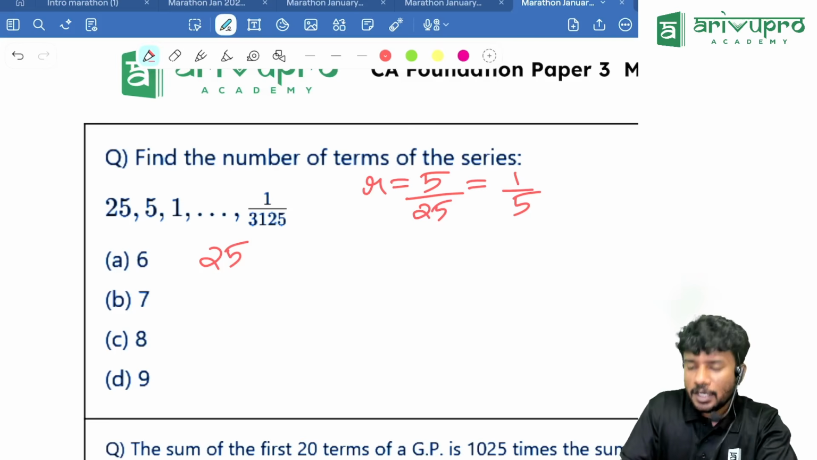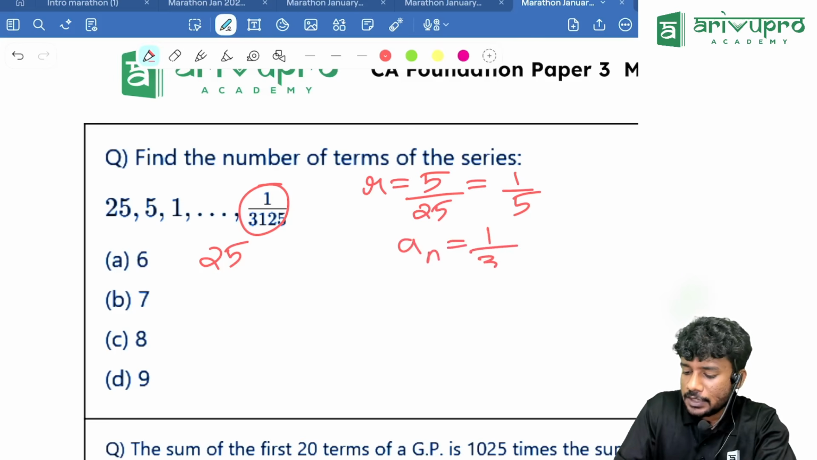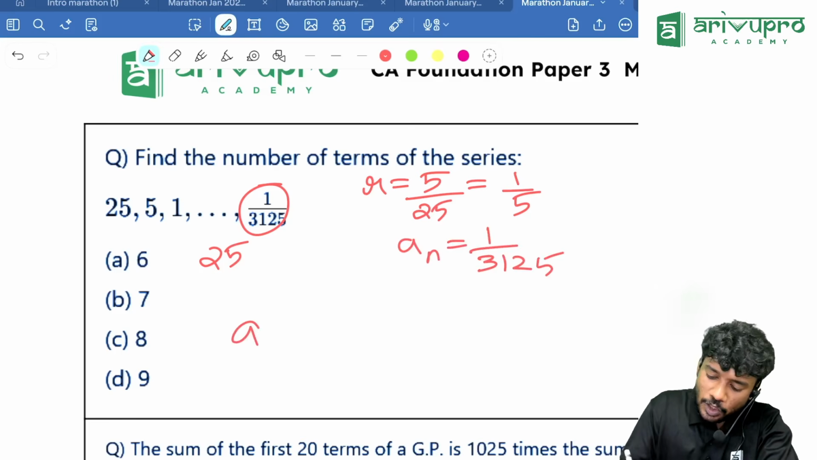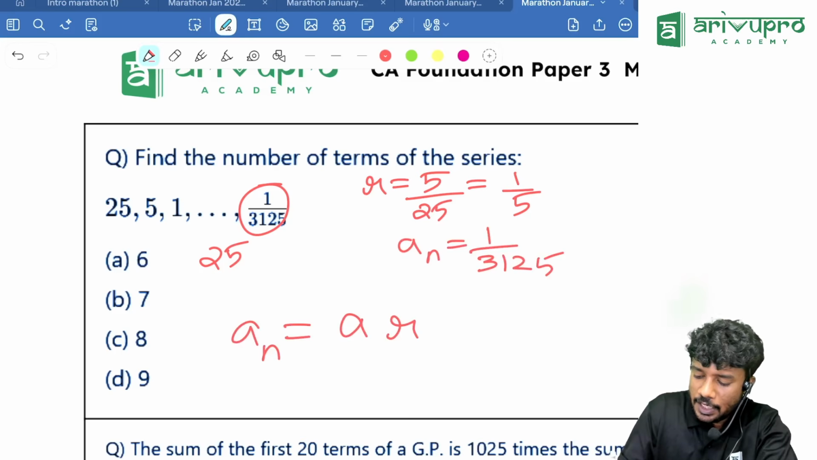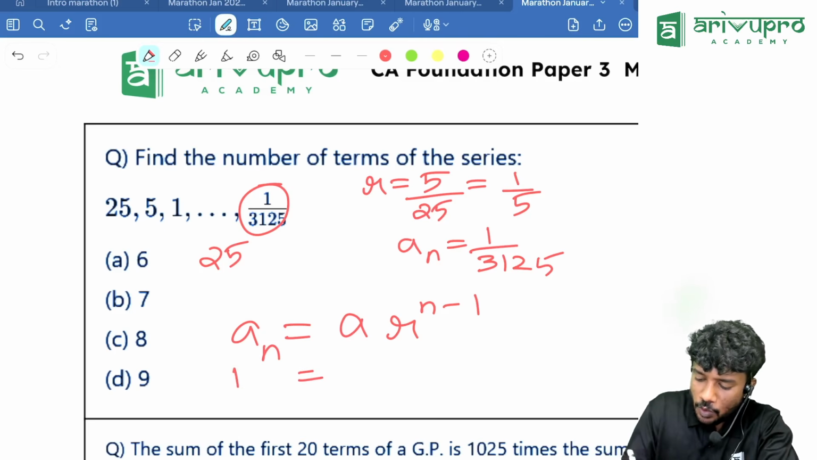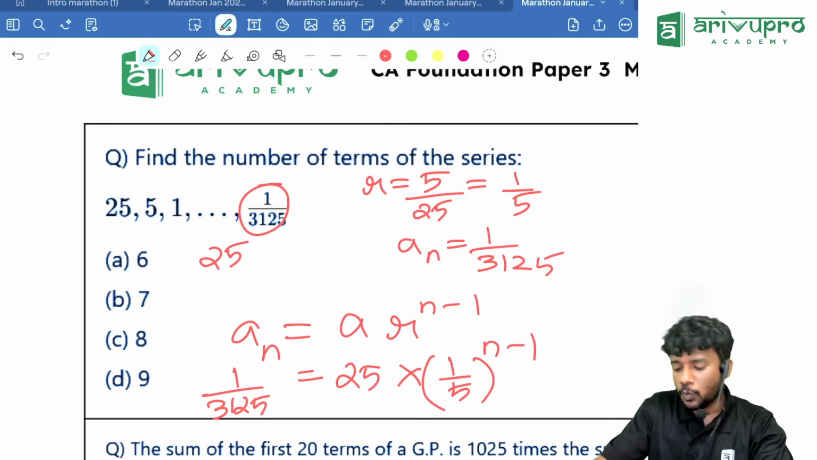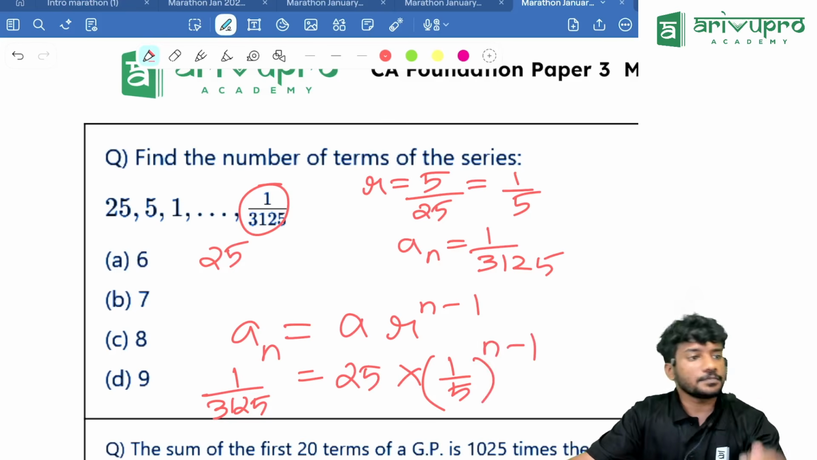Now, how are you going to calculate? The nth term is also given. An is 1 by 3125. So what is the general formula? An is equal to A R raised to n minus 1, which gives 1 by 3125 is equal to 25 into 1 by 5, the whole raised to n minus 1. Get me the answer.